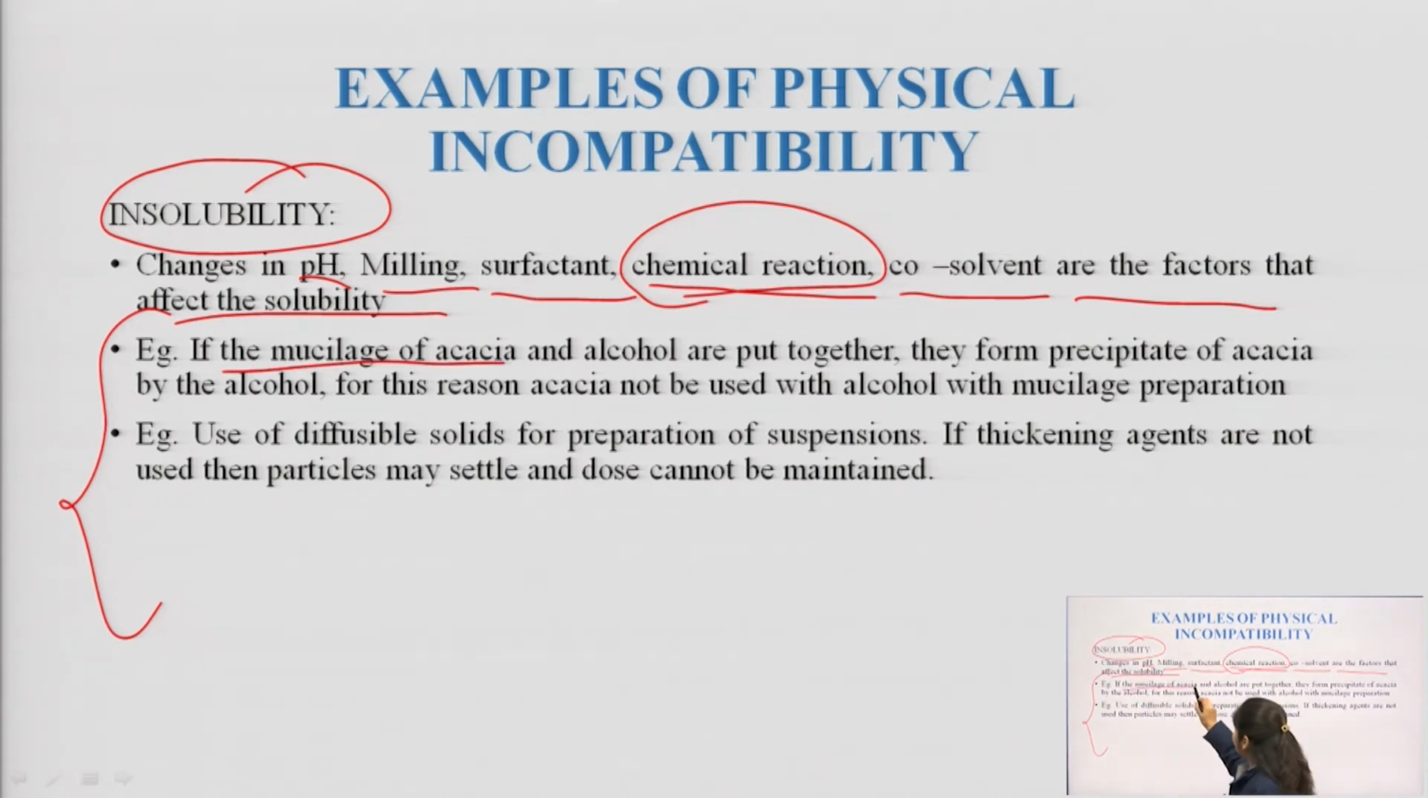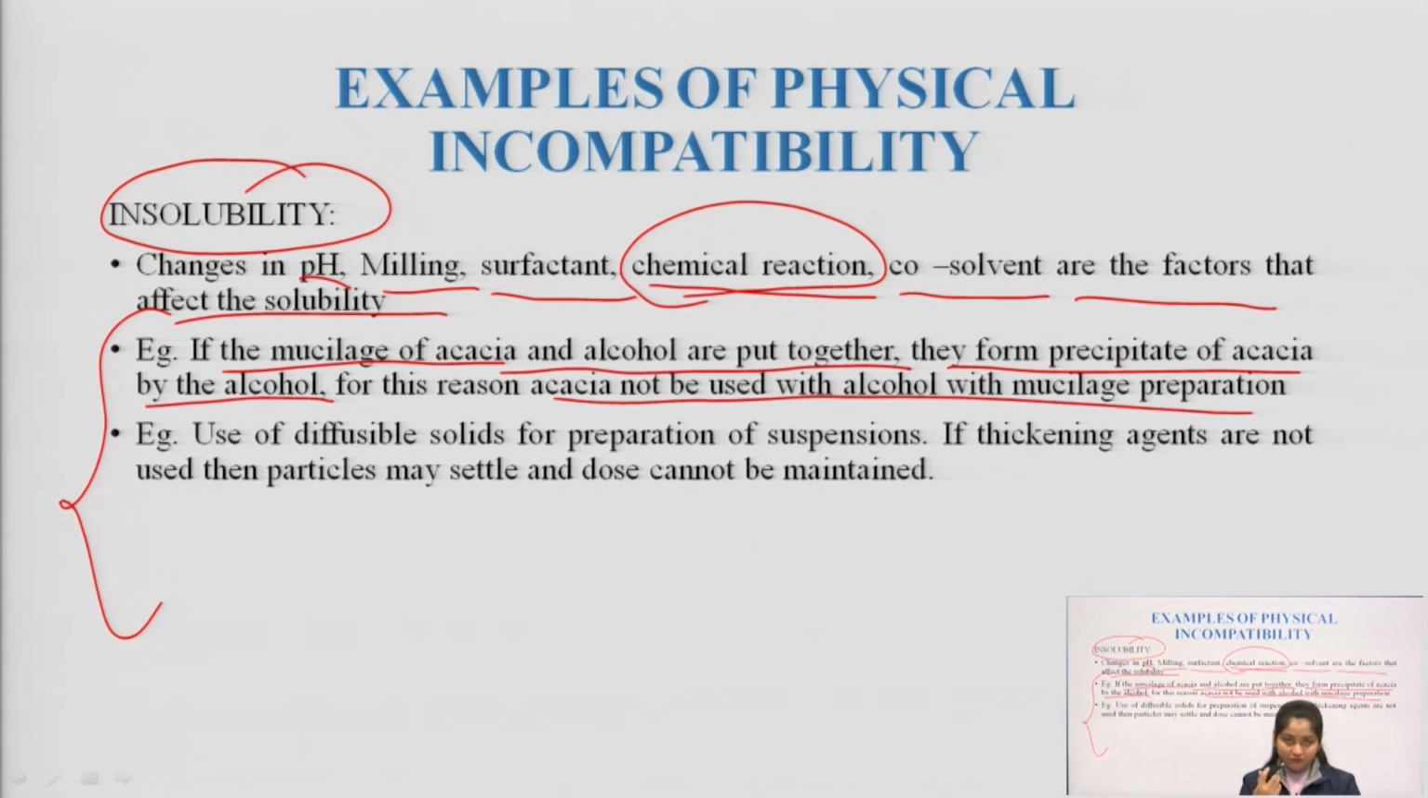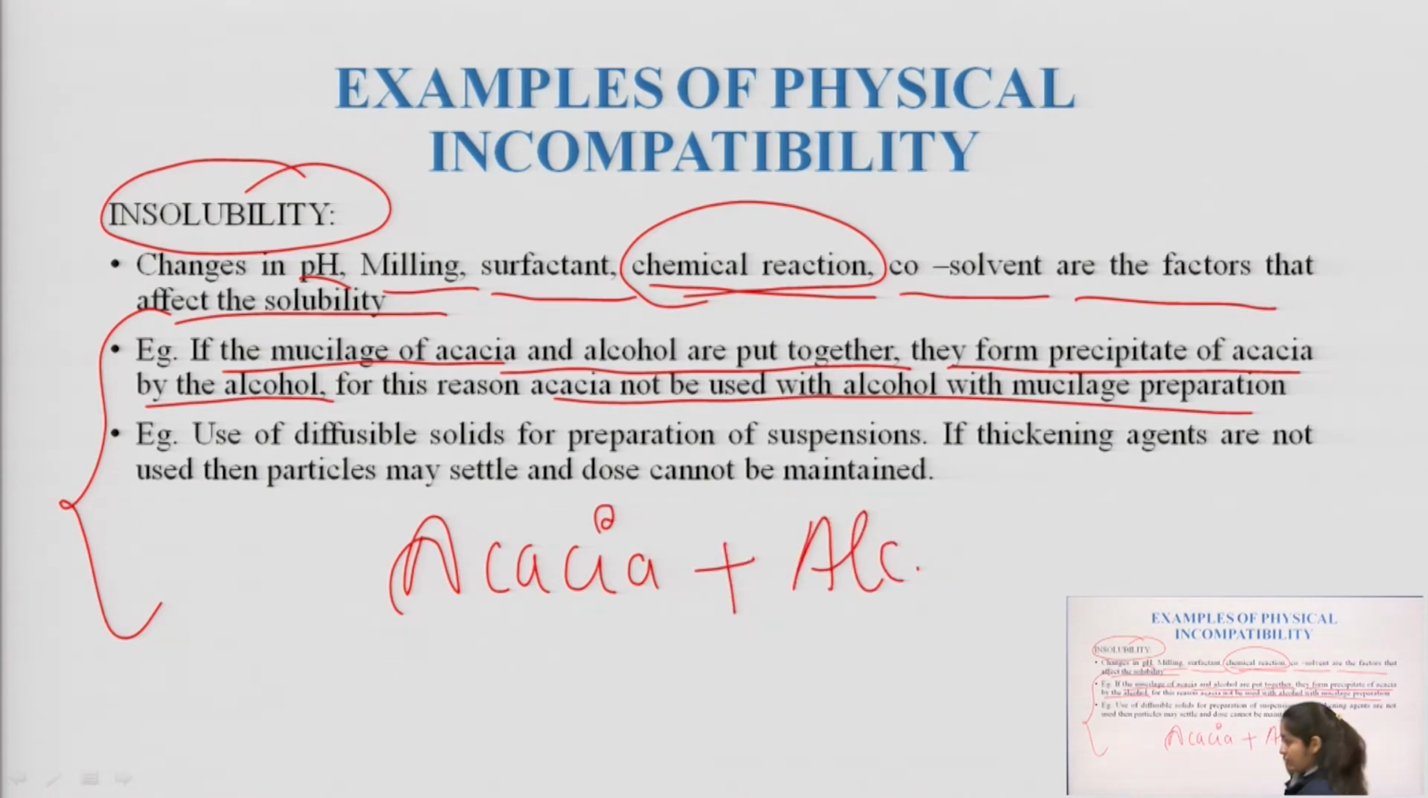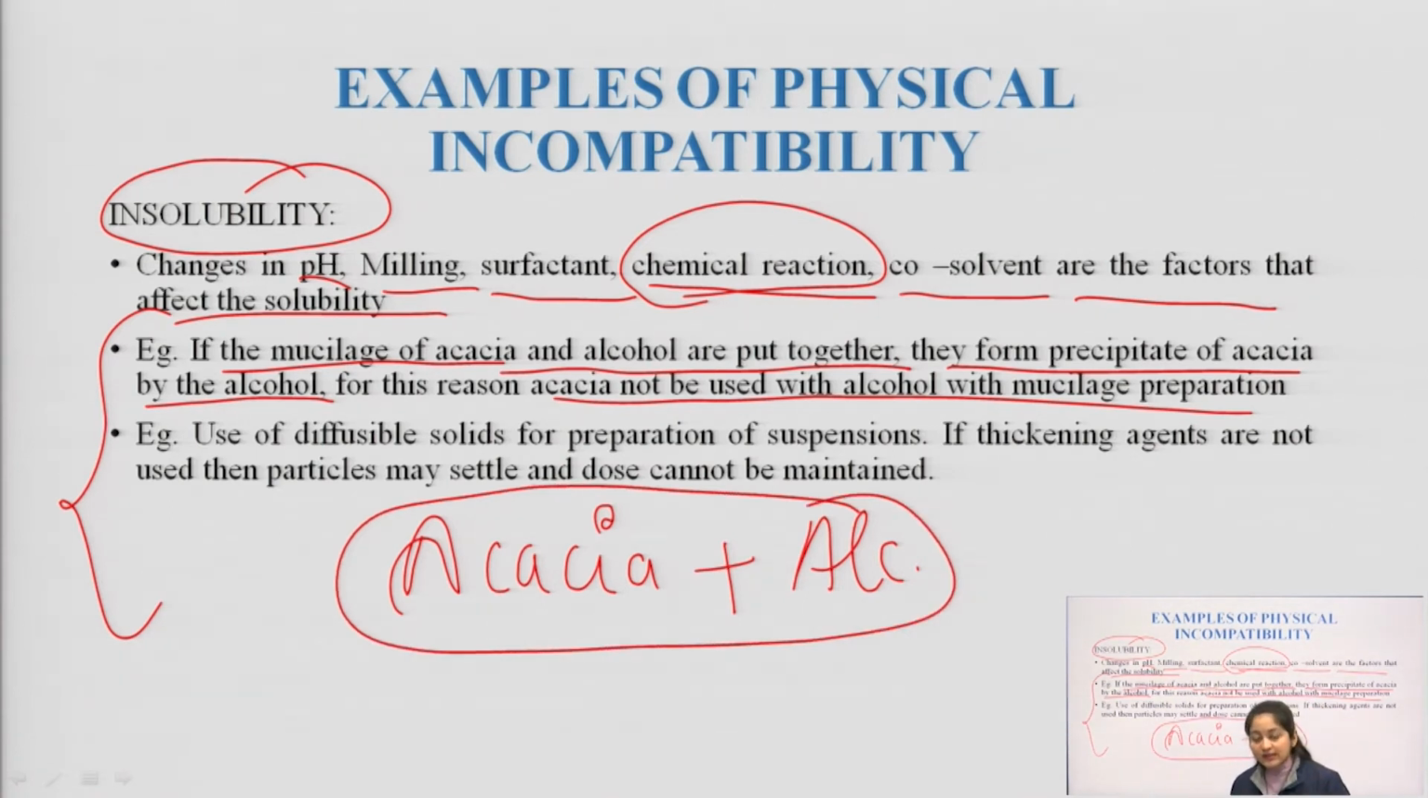If the mucilage of acacia and alcohol are put together, they form a precipitate of acacia by the alcohol. For this reason, acacia is unable to be used for mucilage preparation for alcohol. Let us understand the situation. We have acacia gum and we are mixing it with alcohol. When we mix these two ingredients to prepare a mucilage, there is a difficulty in preparation because there is formation of a precipitate of acacia.